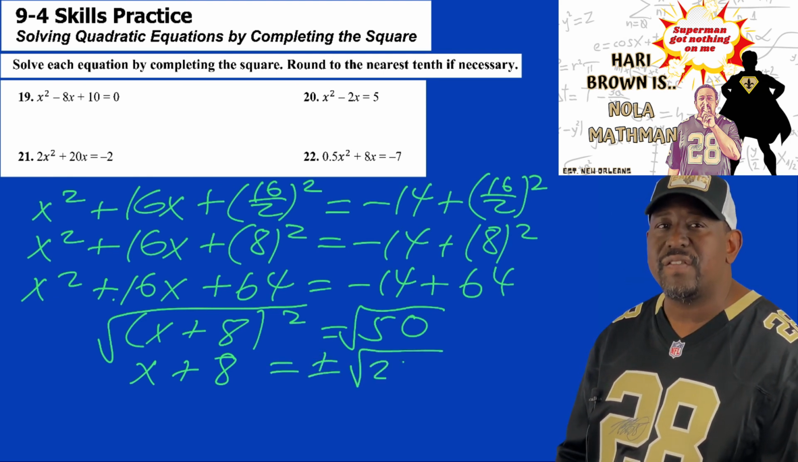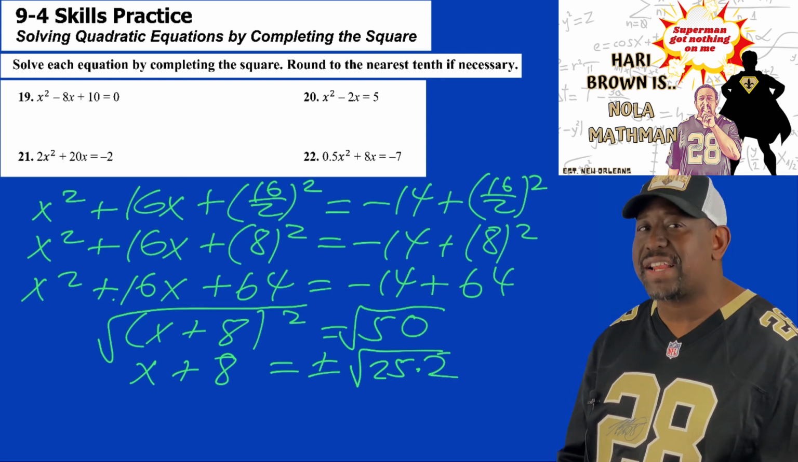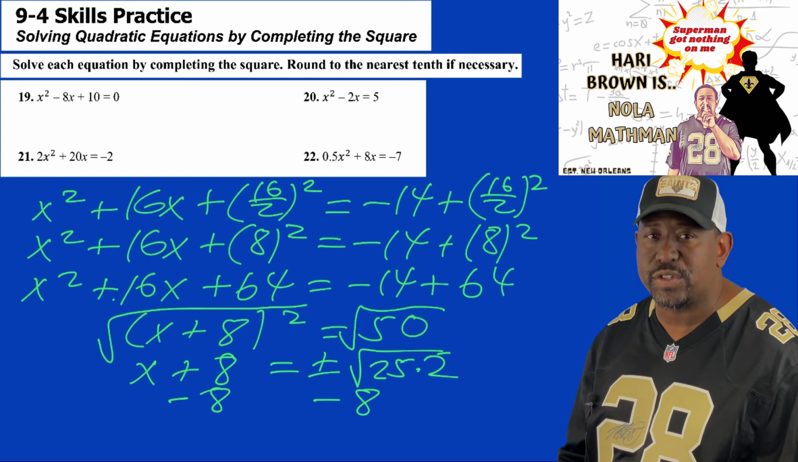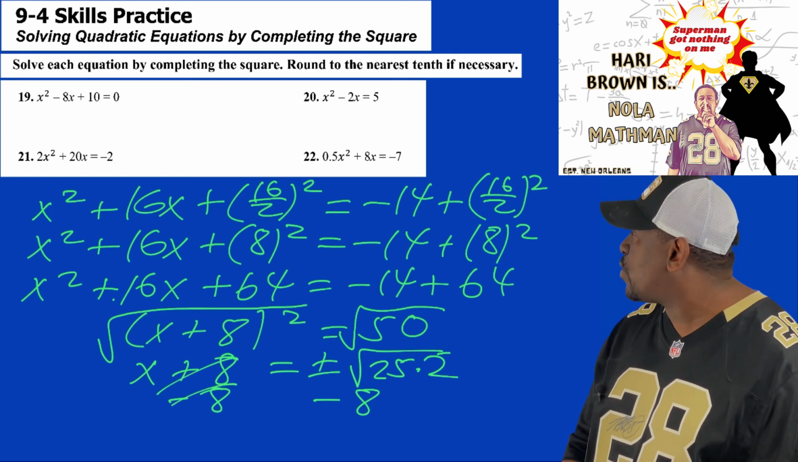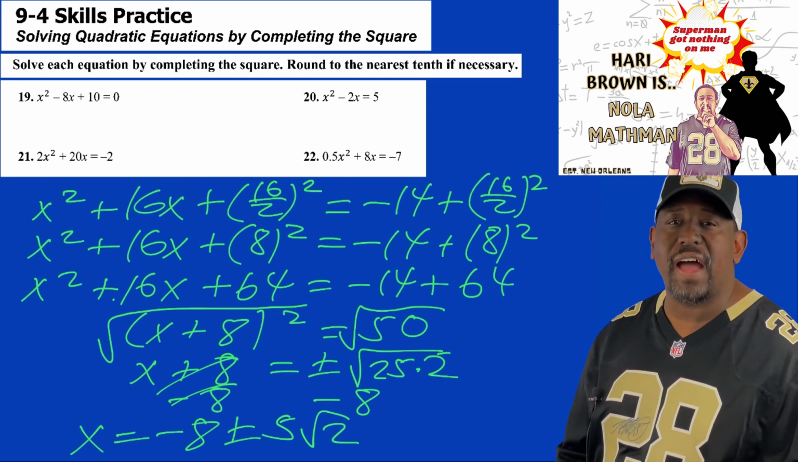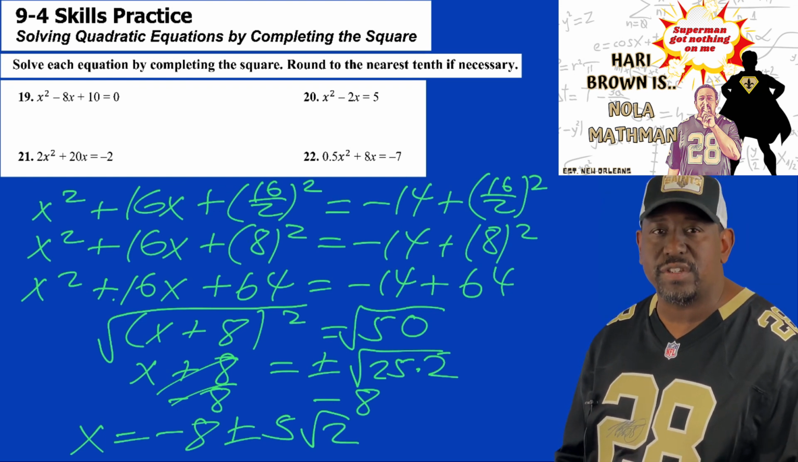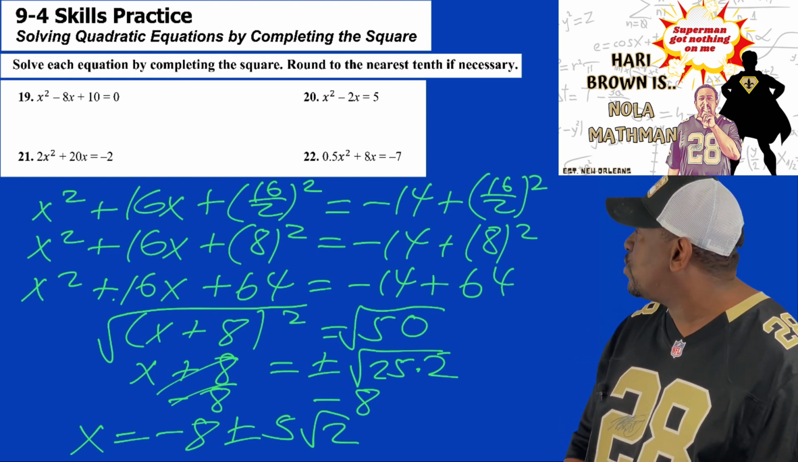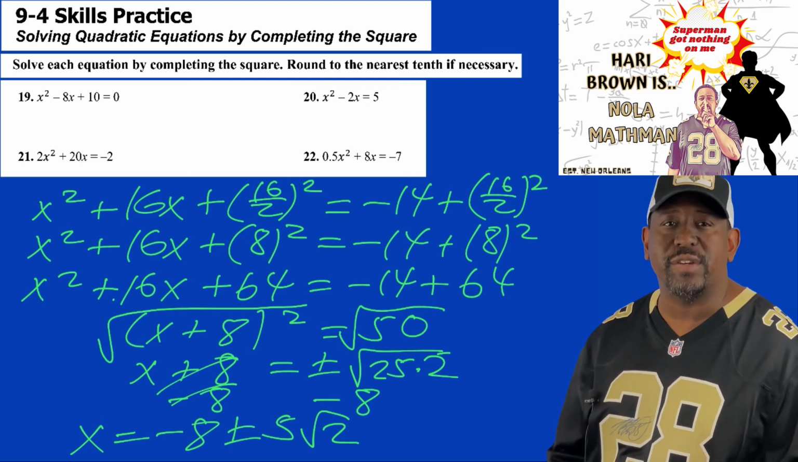Now, since 50 is not a perfect square, it has a factor that's a perfect square. We're going to break that down into 25 times 2, because we take the square root of 25, we know that's 5. So we will subtract 8 on both sides to get x, and the answer will be negative 8 plus or minus 5 times the square root of 2, because the 2 is still under the radical since it's not a perfect square. And so that will be our final answer. And we are done with this process.